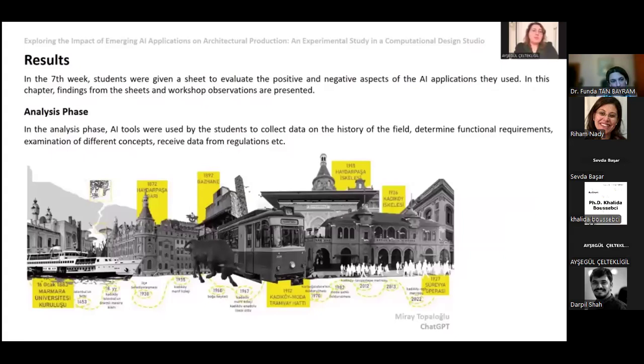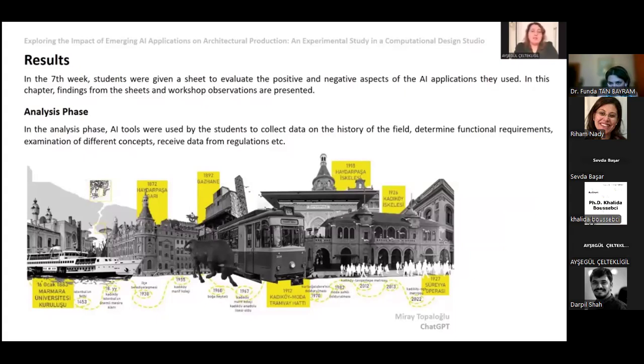In the 7th week, students were given a sheet to evaluate the positive and negative aspects of the AI applications they used. In this chapter, findings from the sheets and workshop observation are presented.